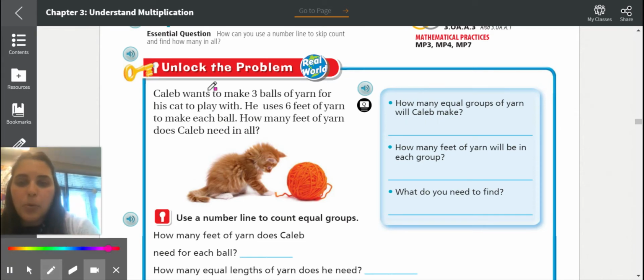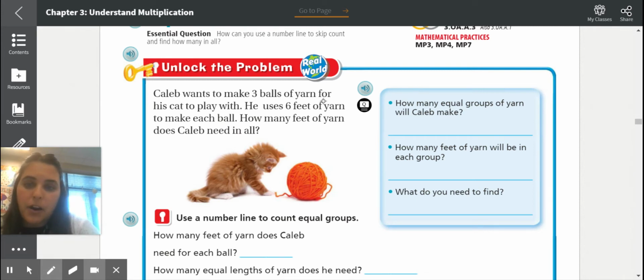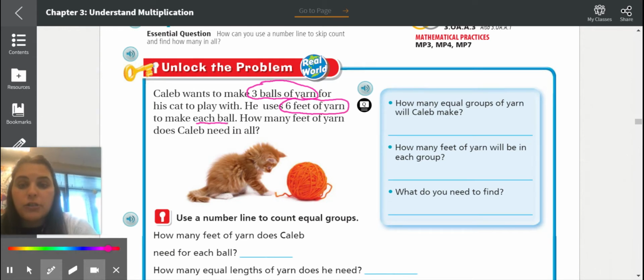Okay, Caleb wants to make 3 balls of yarn for his cat to play with. He uses 6 feet of yarn to make each ball. How many feet of yarn does Caleb need in all? So let's circle what we need to know. Caleb wants to make 3 balls of yarn for his cat. He uses 6 feet of yarn to make each ball. How many feet of yarn does Caleb need in all?